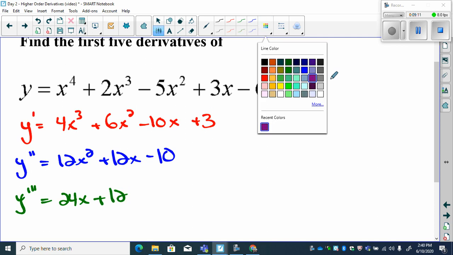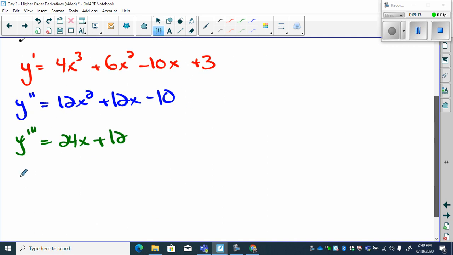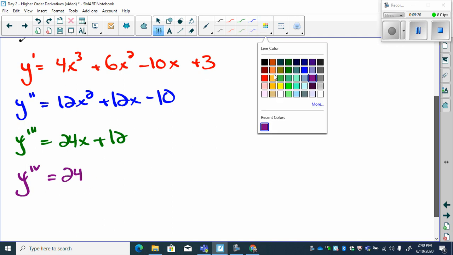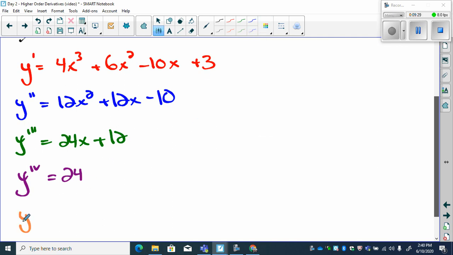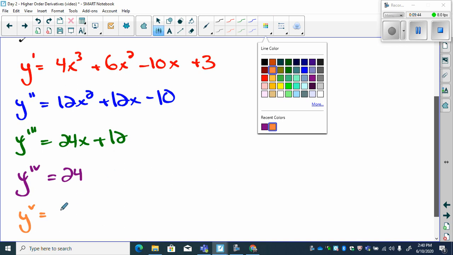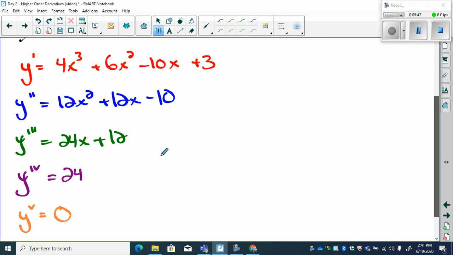Now, for y quadruple prime, you'll see this written as y with a superscript 4. That's the fourth derivative of y with respect to x. 24x would be 24. The derivative of positive 12 would be 0. And the fifth derivative, Roman numeral 5, rather than writing 5 primes, you'll often see it abbreviated y with a v. And the derivative of that would be 0. So there are the first 5 derivatives.